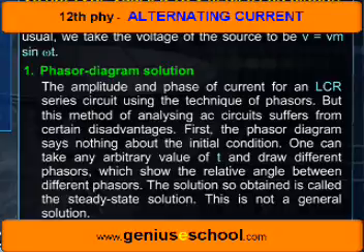But this method of analyzing AC circuits suffers from certain disadvantages. First, the phasor diagram says nothing about the initial condition. One can take any arbitrary value of t and draw different phasors which show the relative angle between different phasors. The solution so obtained is called the steady state solution. This is not a general solution.